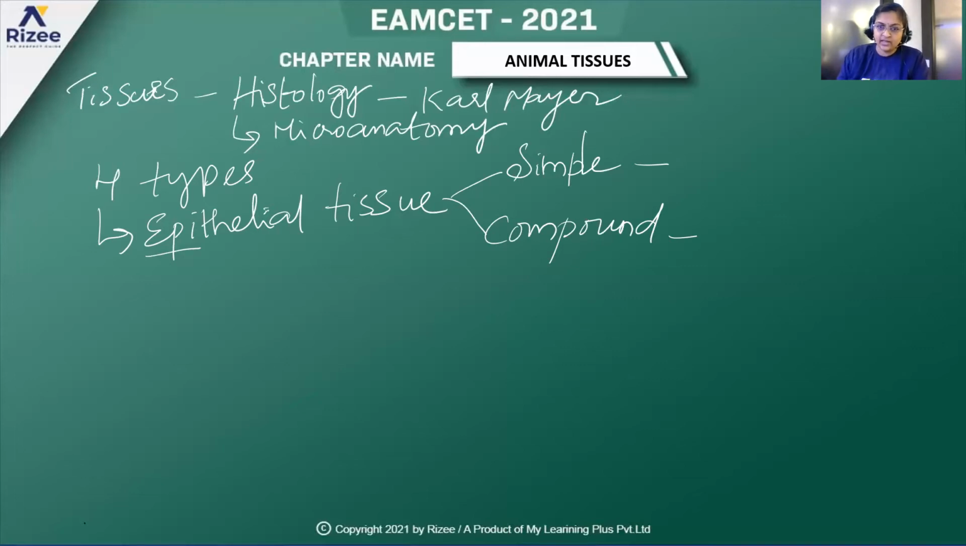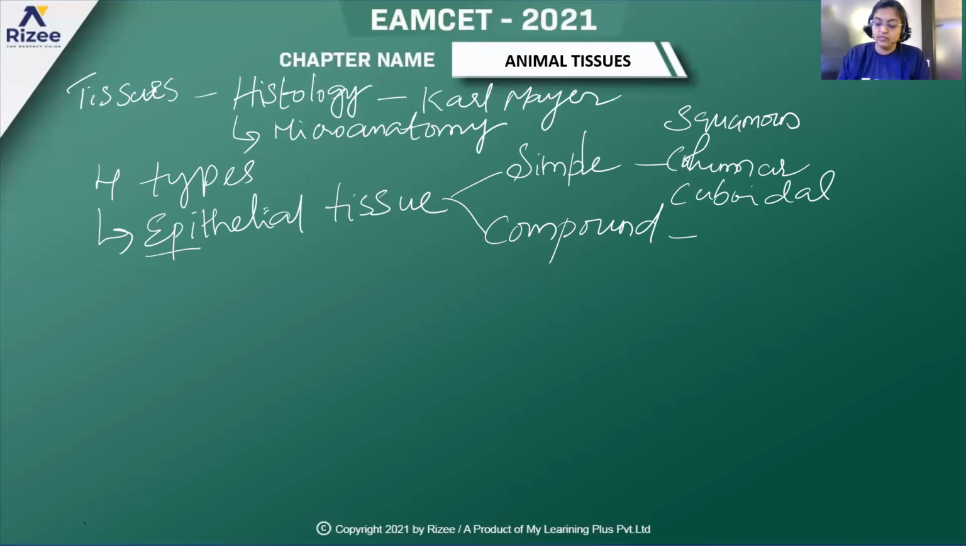Again, we have subcategories in this. In the simple type, based on the shape of the cells and their functions, we have simple squamous epithelial cells or tissue, simple columnar epithelial tissues, and simple cuboidal epithelial tissues.